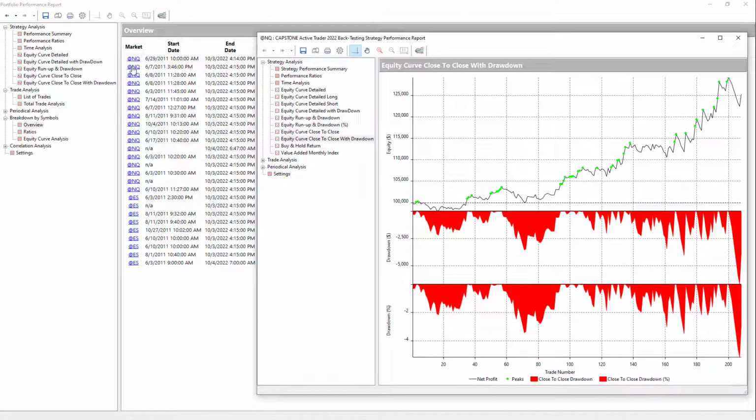So if I click on this, these are just the symbols. It doesn't tell you which strategy, but you can take a look at the title bar on this performance summary and see this. The title of the strategy is right here. So you can find out what strategy it is after you click on it by looking right there. So this is Active Trader 2022.